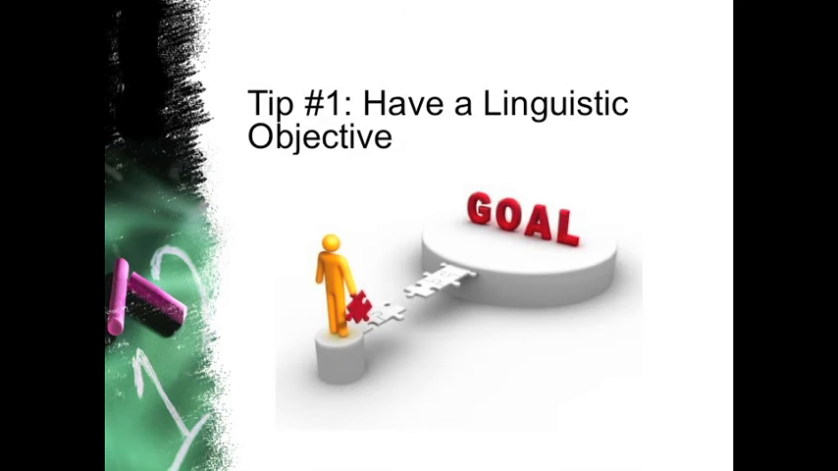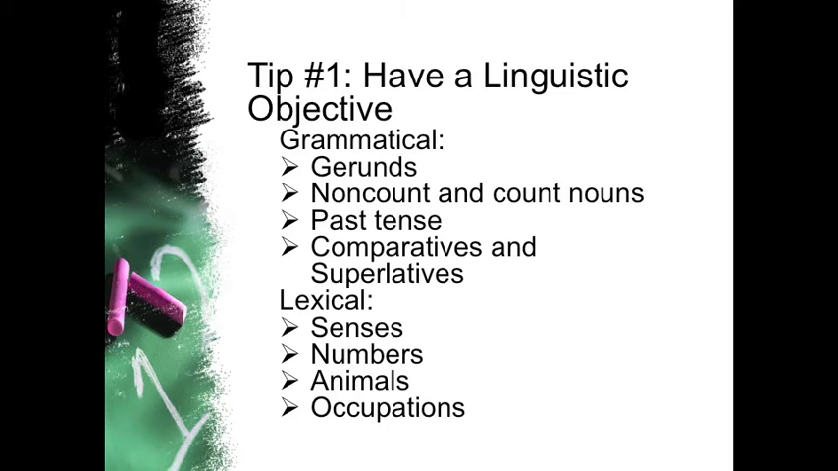Now that you have seen a few examples, you should begin to think about how you might design your own. Let us give you a few suggestions on how to do this. First of all, always begin with a linguistic objective. You can choose any kind of linguistic objective. It could be a grammatical objective, like mastery of gerunds, non-count nouns, tenses, or comparatives. Or it might involve word building and invite students to learn about senses, numbers, animals, or occupations.